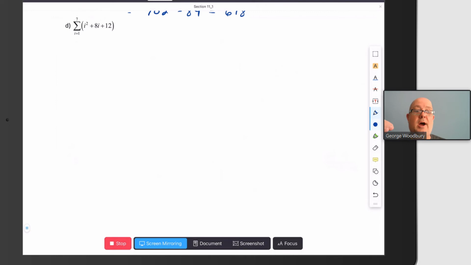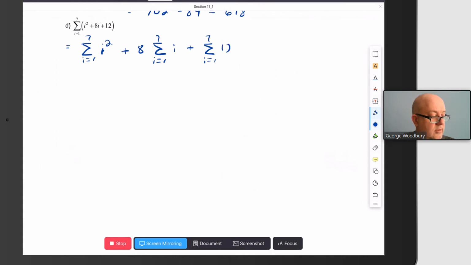We're going for i equals 1 up to 7, and we've got 3 terms here that we can break up. We've got the sum of i squared. We'll have the sum of 8i, so that tells me I can pull the 8 out of that. And we've got the sum of a constant 12. So first, let me split this up into 3 sums. i equals 1 to 7 of i squared plus 8 times the sum i equals 1 to 7 of i plus i equals 1 to 7, the sum of 12.